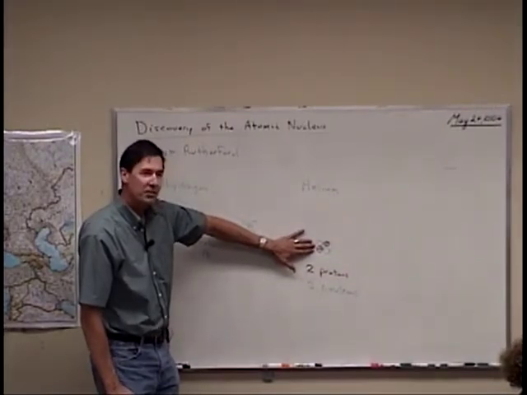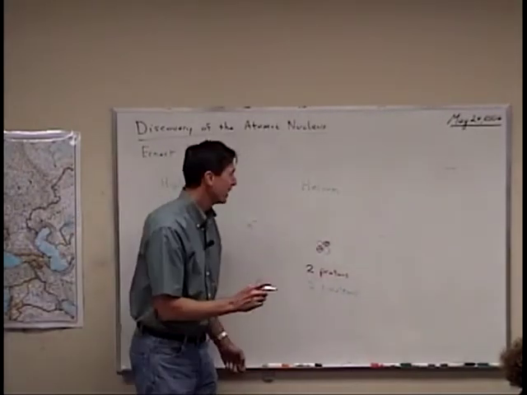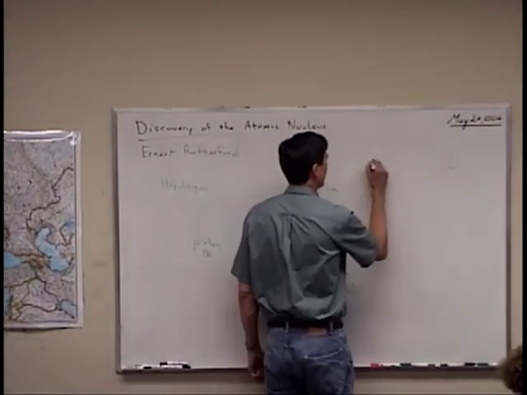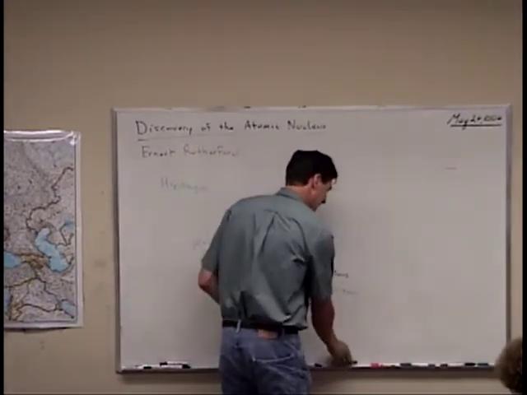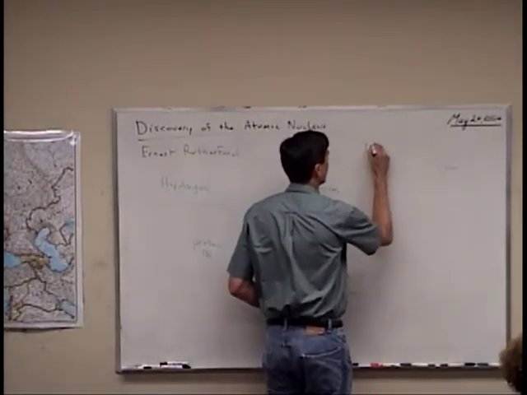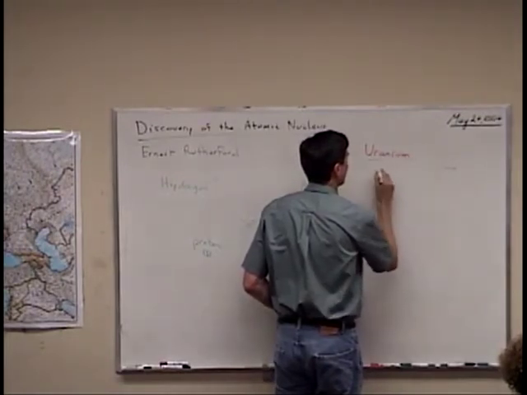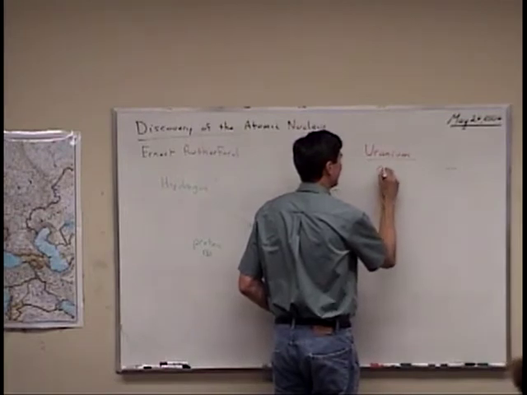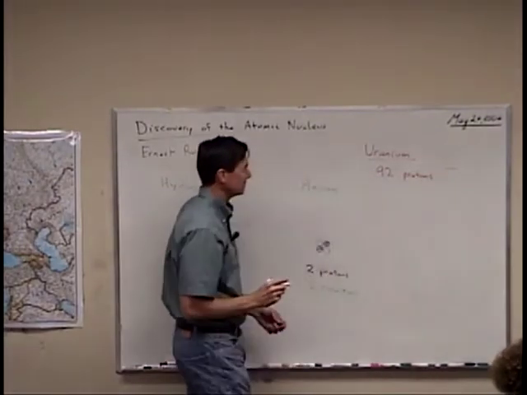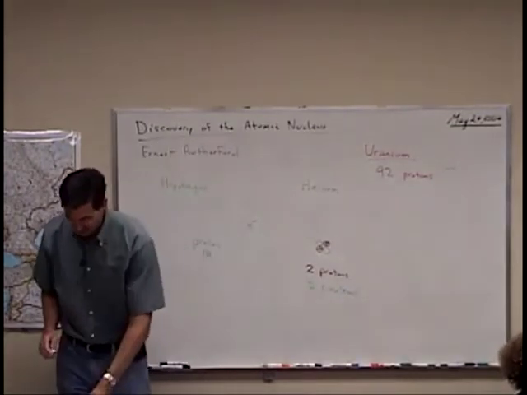Okay, now this leads to a problem with really big atoms. Imagine you have something like a uranium atom. Uranium has 92 protons. We're not drawing that. No, I'm just going to write down the numbers. I'm not going to draw it.